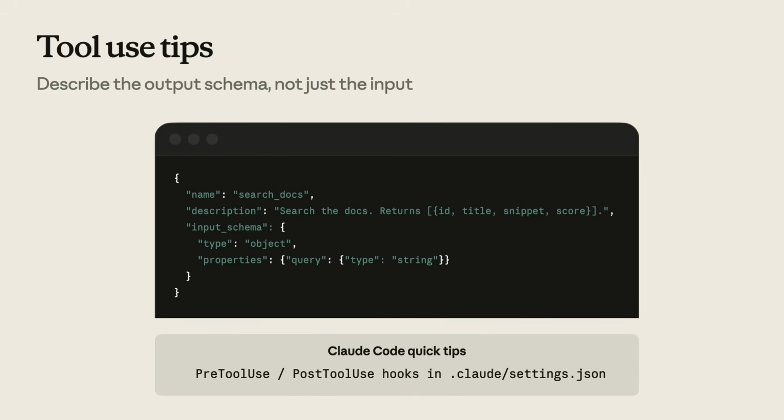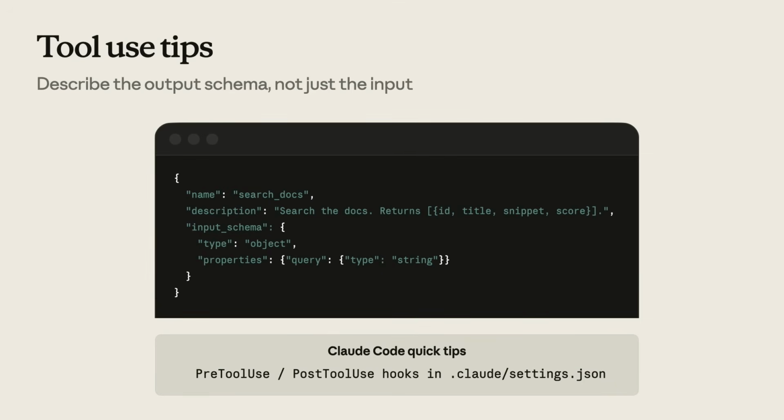Now, as promised, a quick tip for tool use. And this one is very powerful and one that I actually use quite frequently. So when you're giving a tool to Claude, most developers typically give the inputs to that tool to Claude. So you might tell Claude, here are the parameters you need in order to call this tool and to use this function. But actually what you can do is give Claude a description of the output schema as well.